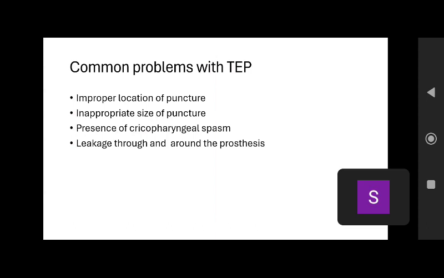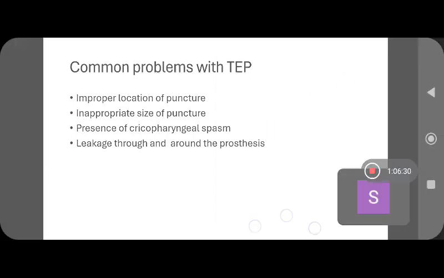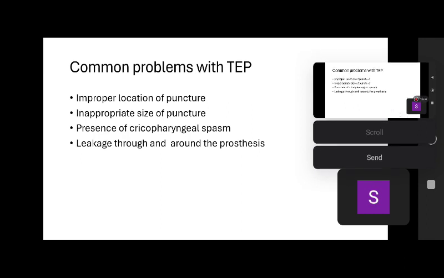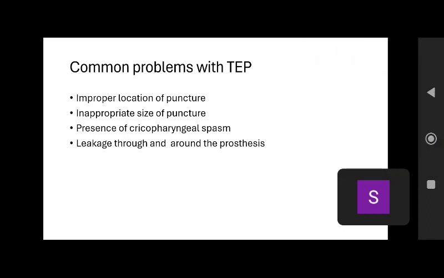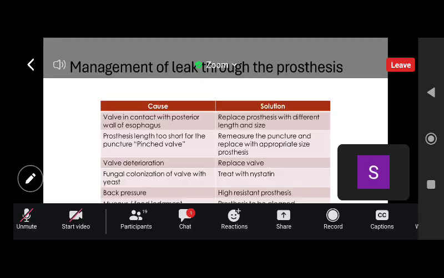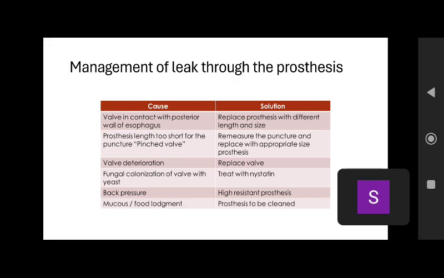So what are the problems which occur with tracheoesophageal prosthesis? These are the 4 main common ones. Either the location is improper, or the size of the puncture is improper, or there is an associated cricopharyngeal spasm, or there is a leakage through or around the prosthesis. So we'll see some troubleshooting solutions.